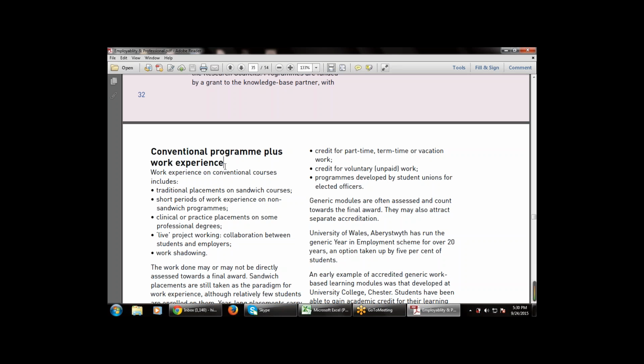So the work done is also used, though it is not directly assessed by the employer, towards the final award. And the sandwich placements are also taken as the paradigm or approach for work experience, which is managed by only a few students.